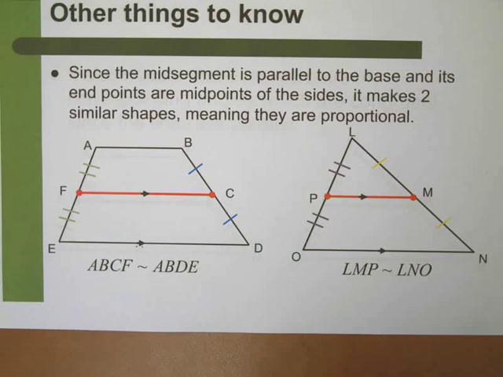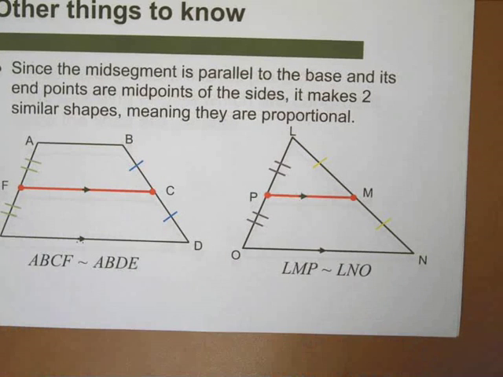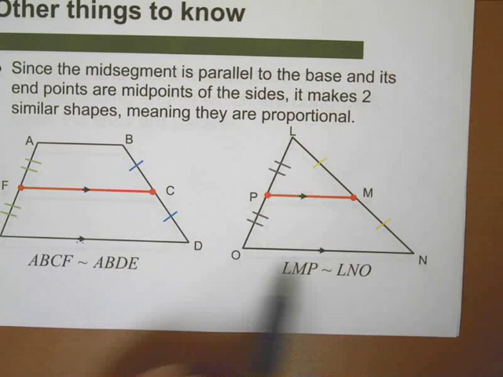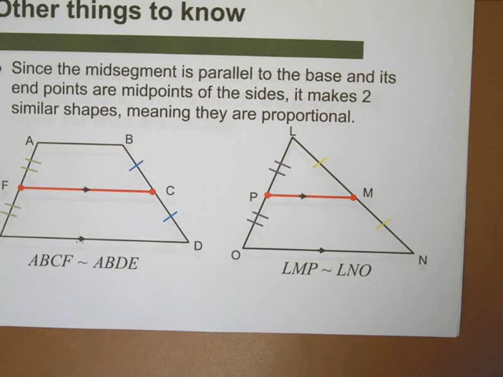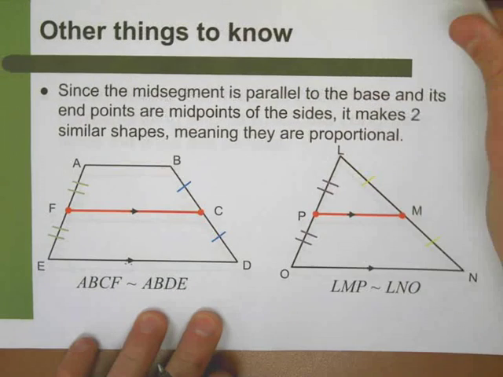That's pretty convenient, right? I also know that for triangles, I have a little triangle embedded inside of a big triangle here, and once again, LNP and LNO are similar, right? So I know that I can do proportion problems. I can do all the stuff we did from similarity in the previous unit.